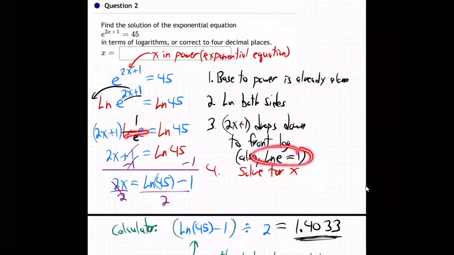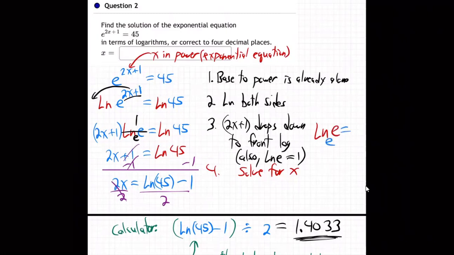ln of e is just 1. It's important to know that. ln and e, try it in your calculator. They just cancel. They're opposites of each other. They're just 1. I can show you why on the side here if you're interested. ln of e, remember there's another base e. What does that equal? Let's just put a question mark.